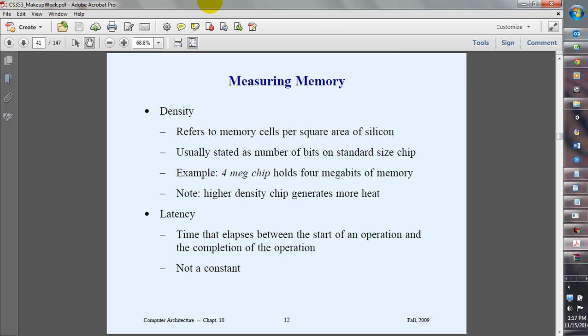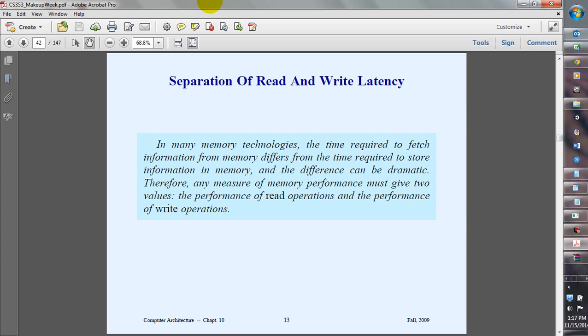Here I'm talking about memory measurements, mainly density and latency. That's where I left off last time. The time required to fetch information from memory and the time to store information in memory is a big difference when looking at memory. Therefore, we actually have to give two different values whenever we're looking at memory, and that's why you see the read and write memory to be taken into account when you look at buying new memory, for example. That's one of the details that you can look at when you're considering memory.